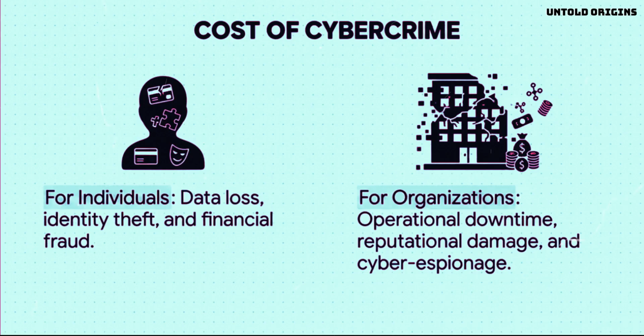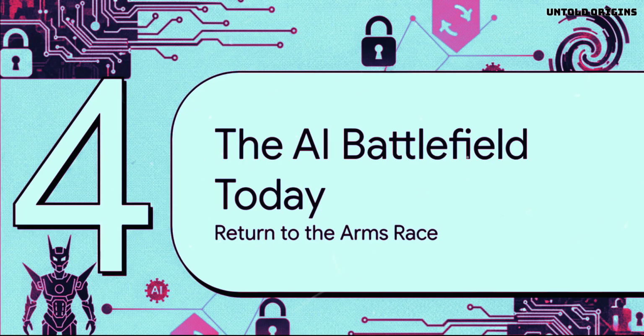Well, at the micro level, it's what happens to us as individuals: losing our data, having our identity stolen, dealing with financial fraud. But at the macro level, for companies and organizations, the damage is catastrophic. We're talking operational downtime that costs millions, reputational damage that can destroy a brand, and even state-sponsored cyber espionage stealing national secrets. And that brings us full circle.